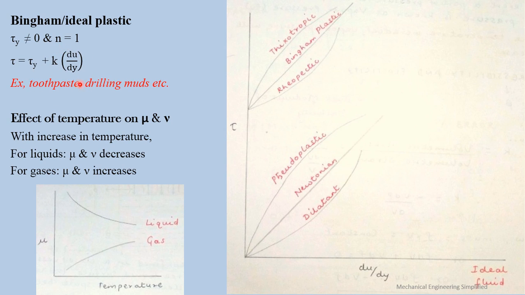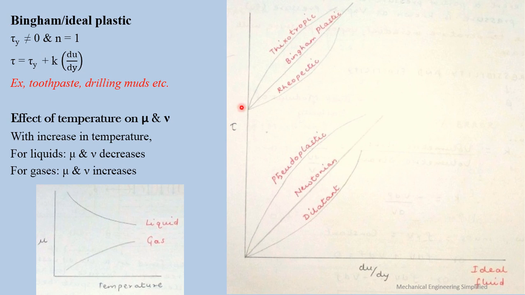In the case of toothpaste, you might have seen while squeezing the toothpaste from the tube, it does not readily come out. But after you apply some force, and when this yield shear stress has been reached, it starts readily flowing out, and the shear stress becomes directly proportional to the velocity gradient or shear. So that is the example of Bingham or ideal plastic.